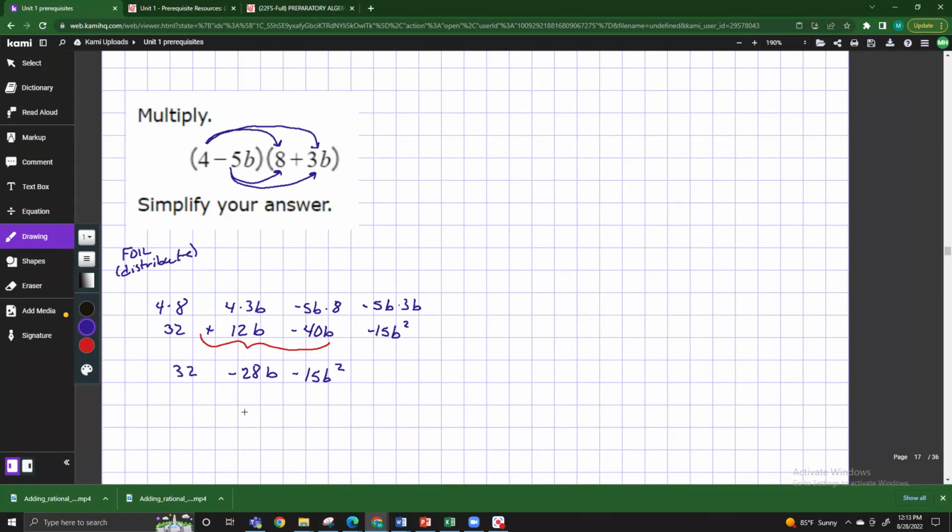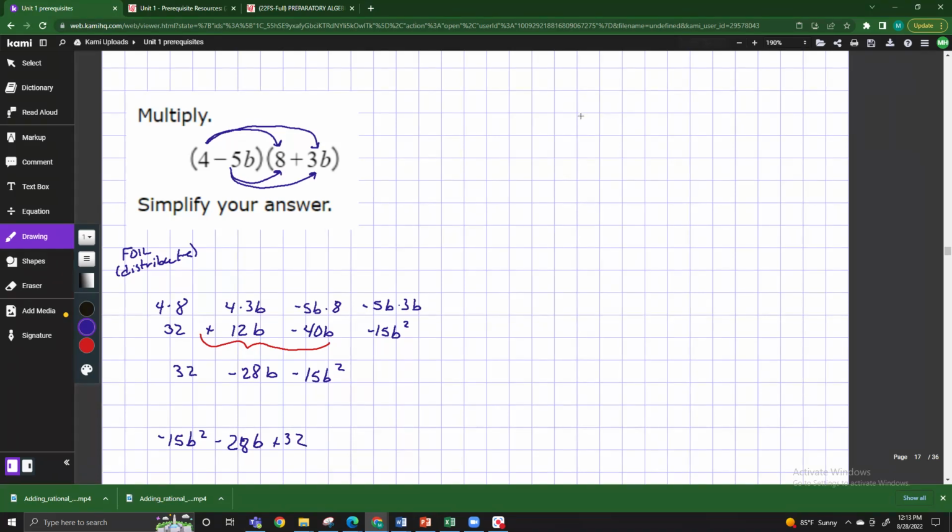Now, if I wanted it in standard form, I would say that this is negative 15b squared minus 28b plus 32. So exponents are counting down, variables first. Just remember the sign always stays with the letter that we have.